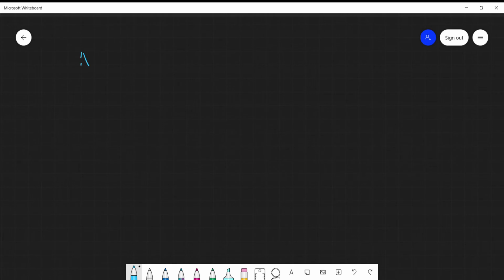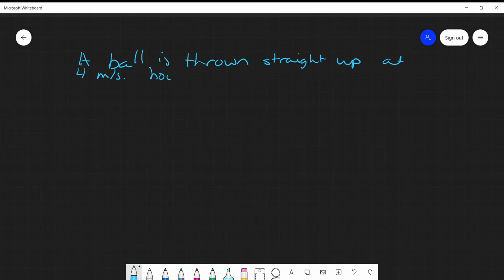So a ball is thrown straight up at 4 meters per second. So we're gonna have two parts. So we're gonna have part A comes before part B.